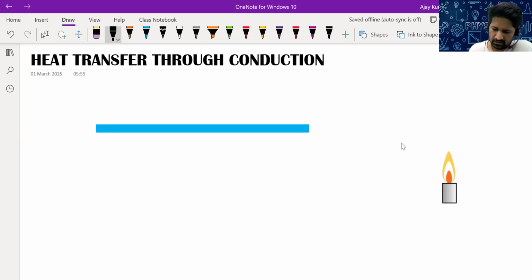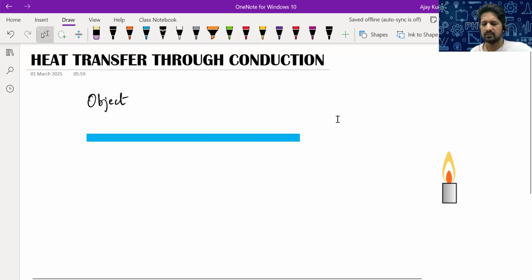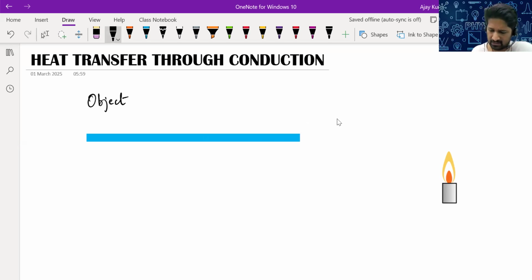Okay, consider an object like this. You can think of it as a rod or a metal strip. Let's say the object is initially at room temperature. The entire object is at the same temperature. So if the temperature is the same everywhere, you can call it uniform temperature.